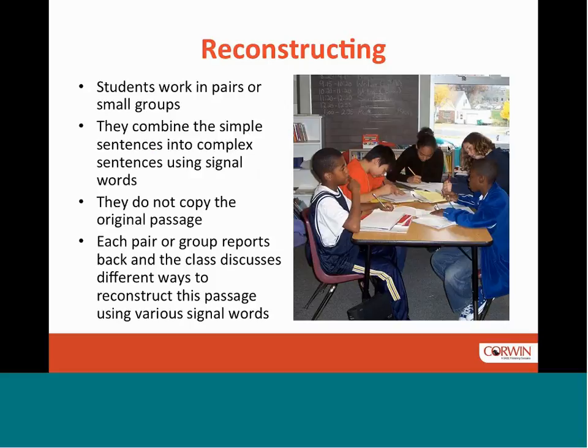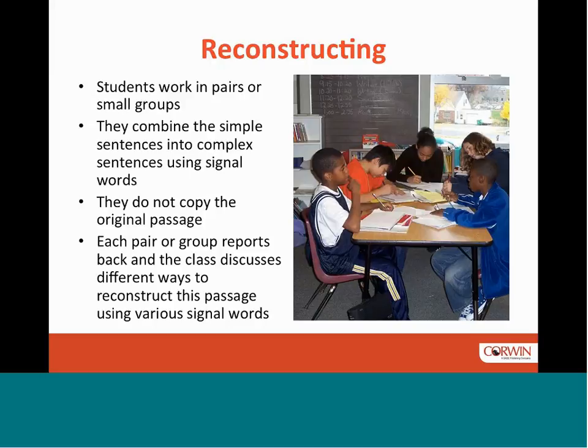Working together, they combine the simple sentences into complex sentences using signal words. And you might want to have lists of signal words up around the room. But take the original passage away, because the goal here is to create something new. Then, as the students report back, you could discuss different ways to reconstruct the passage using different signal words. For example, instead of "because," you could use "since." There are many ways to put these together, and that's what students need to understand.